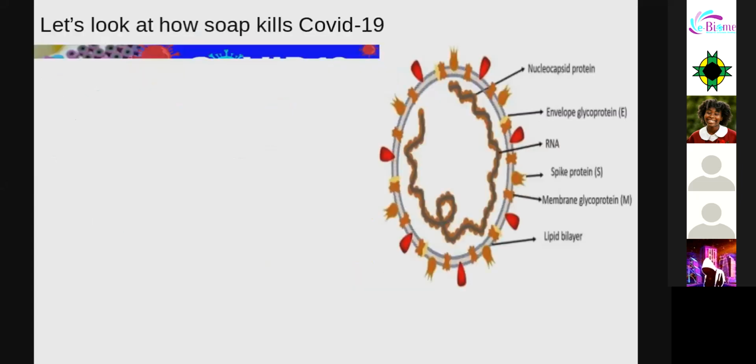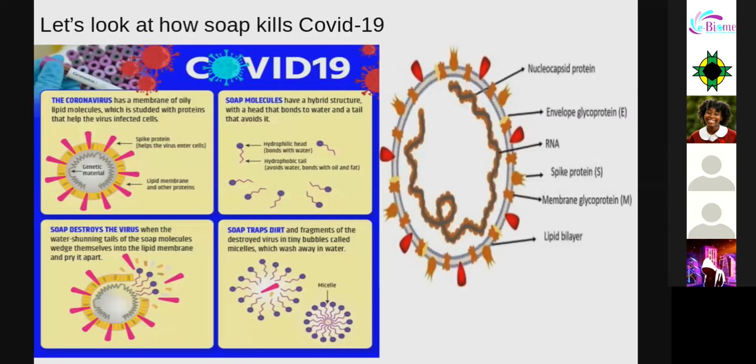Here is how soap kills. The coronavirus has a membrane of oily lipid molecules. We call it the protein coating, and it is what helps the virus infect cells. However, soap molecules have a hybrid structure. Hybrid means two different parts. So it has a part that bonds to water, and it has a part that hates water.